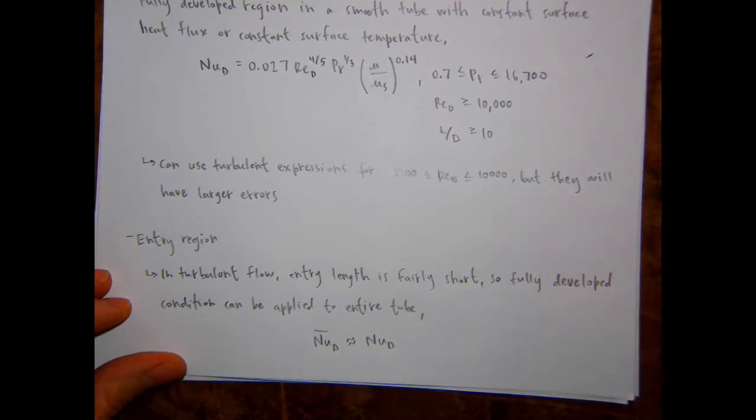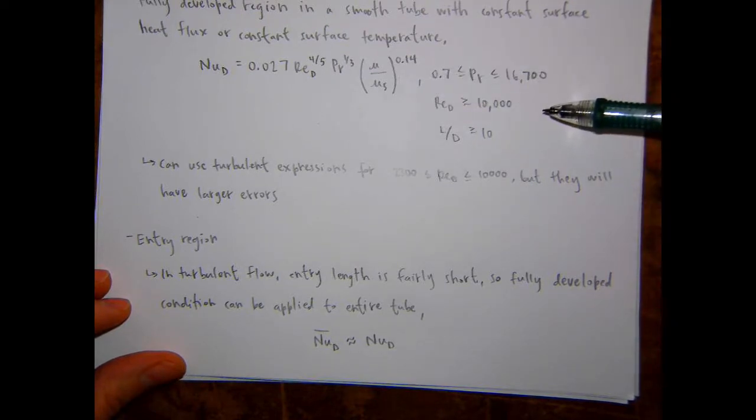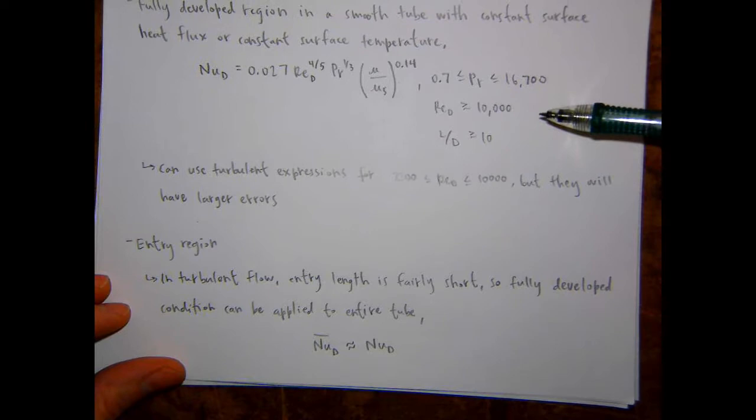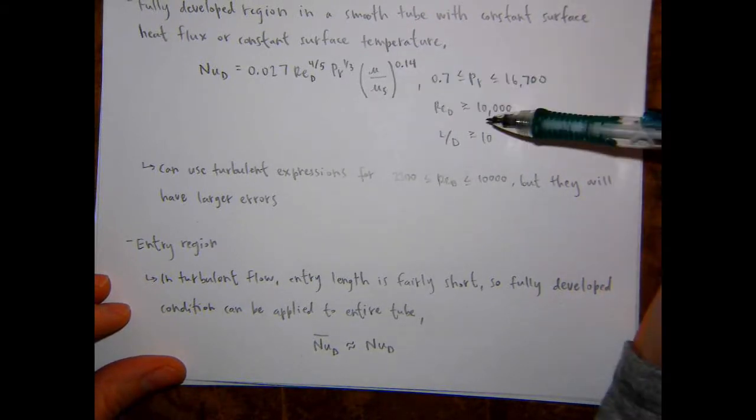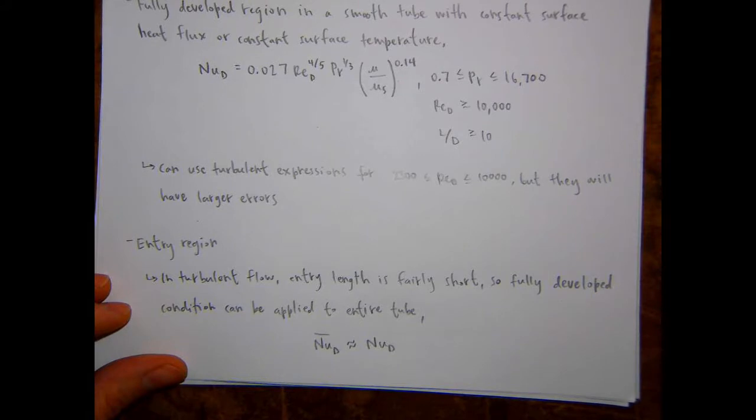And then for the local case, the only difference is the properties are going to be evaluated at the local mean temperature, just like before, except for mu sub s, which is at the surface temperature. And for the average, they're evaluated at the average mean temperature. Could you give a ballpark number for how much larger the errors are?